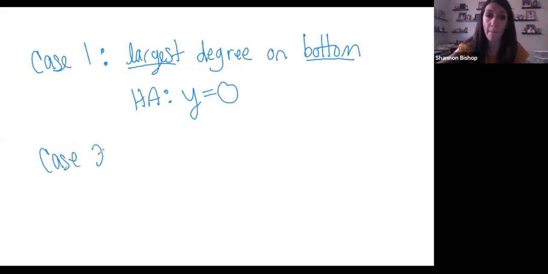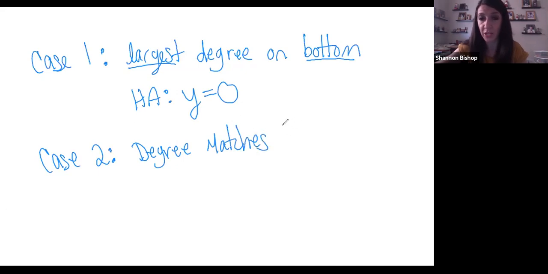Case 2 is when they were a match. The degree matches on top to bottom. So this one was like g of x. Remember, it was 5x over 5x, x to the first on top, also x to the first on the bottom. They're the same. Also j of x, it was 3x squared on top, but it was also squared on the bottom. So it was squared over squared.